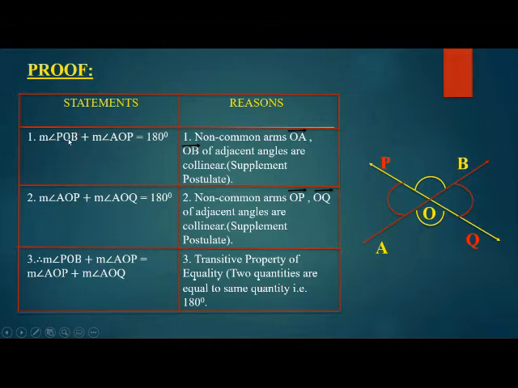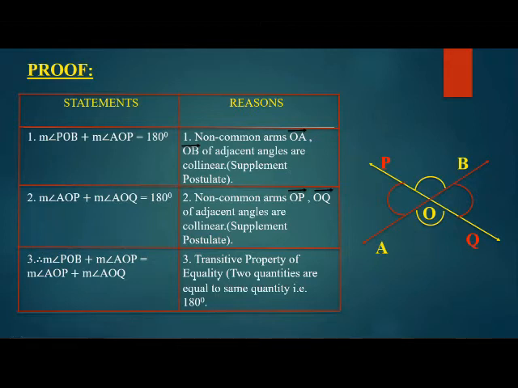Statement says that angle POB plus AOP is equal to 180 degrees. Where is POB? There it is, POB and AOP. So they both add up to make 180 degrees. How do we know? Because the non-common arms AO and OB of adjacent angles are collinear. So by the supplement postulate.